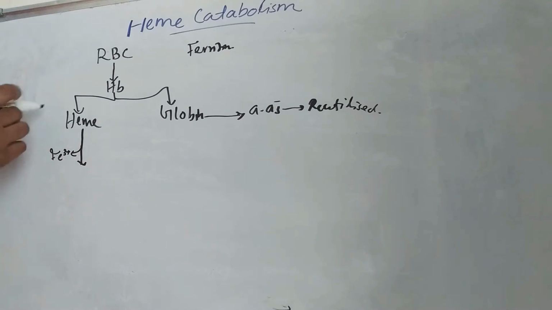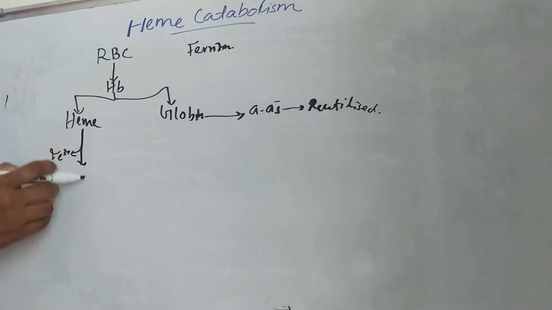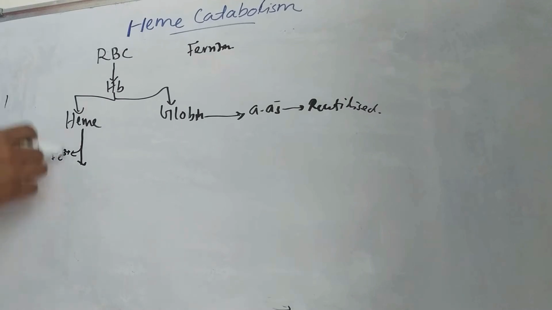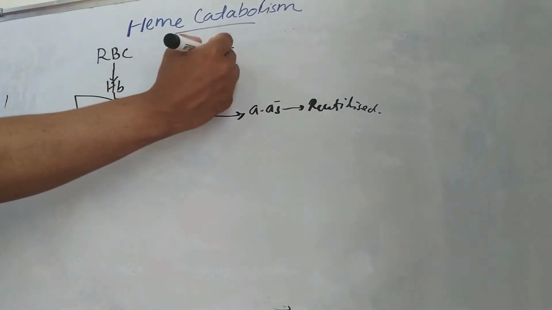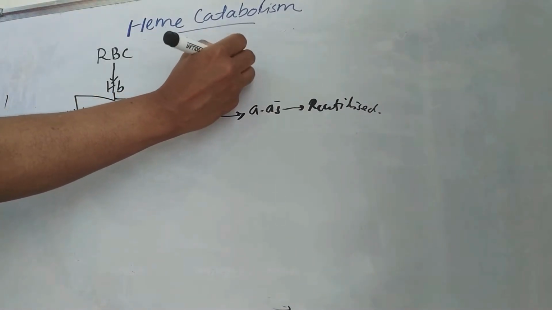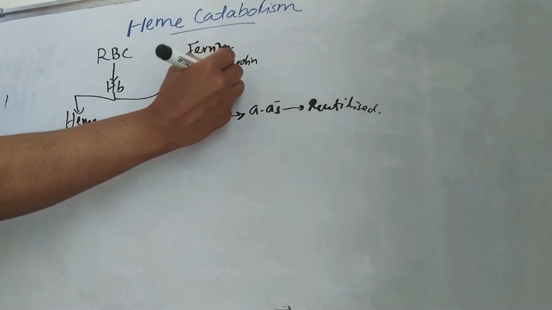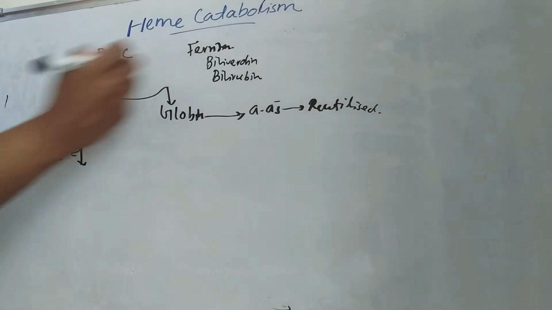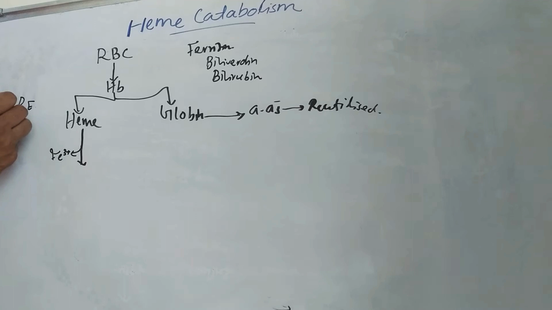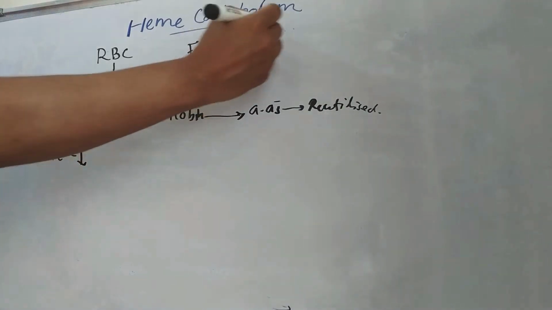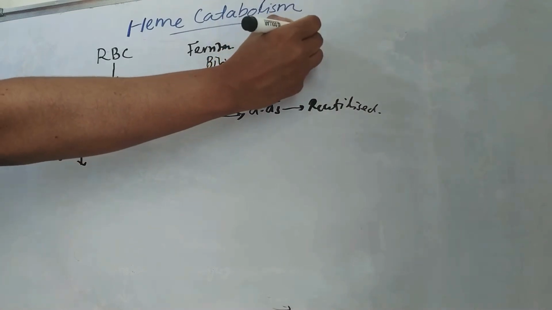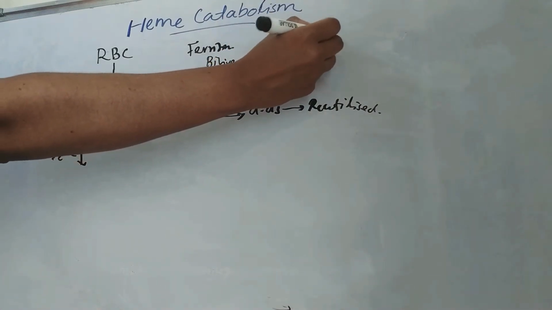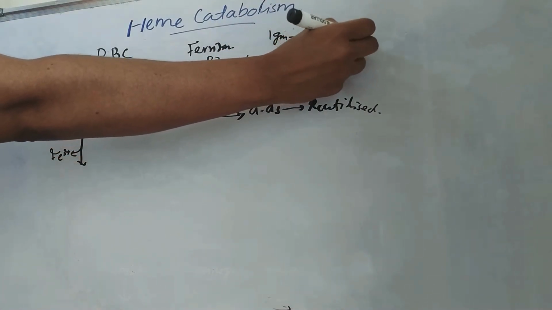The iron free porphyrin portion is degraded in the reticuloendothelial cells to bile pigments, biliverdin and bilirubin, in the reticuloendothelial system. So 1 gram of hemoglobin can give 35 mg bilirubin.